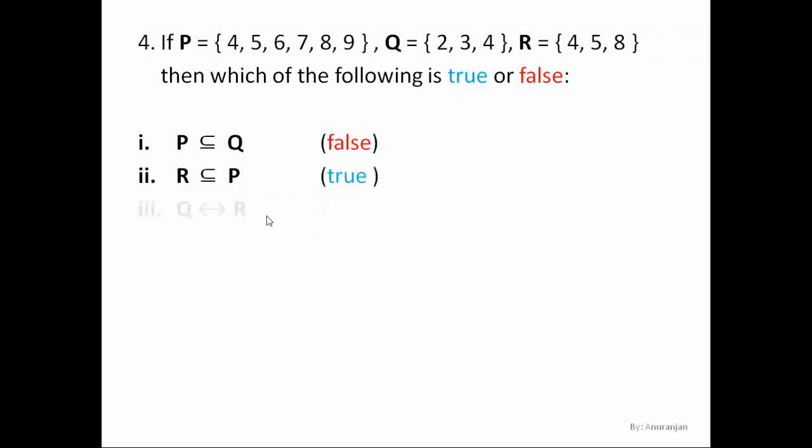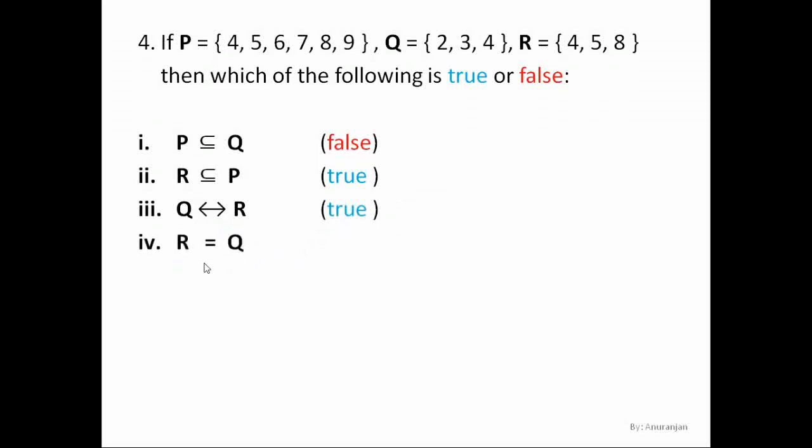Next, Q is equivalent to R. For being equivalent, what do we need? We need the cardinal number to be the same, or you can say the number of elements of the two sets should be the same. So let's count the number of elements of Q: 1, 2 and 3, and the number of elements of R are also 1, 2 and 3. So the cardinal numbers of these two sets are the same. So we can say Q is equivalent to R. So true.